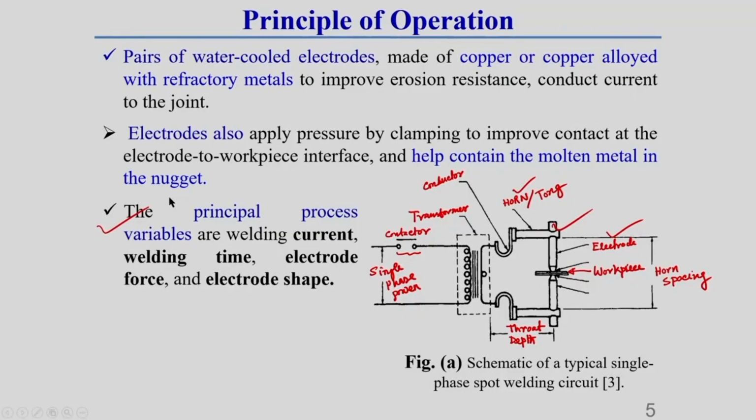So, to keep this molten material in position, if the close contact or sufficient pressure is not there, then it can be expelled out from this region, correct. That is why this pressure is also helpful to contain the molten metal in the nugget. Now, you should keep in mind that the main parameters which affect this resistance spot welding process are welding current, welding time, electrode force and electrode shape. These things in detail I will discuss in a subsequent slide.